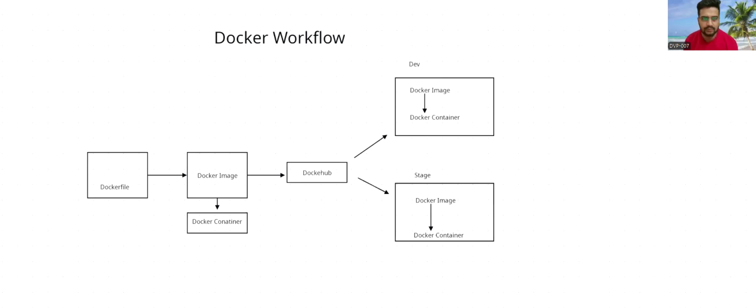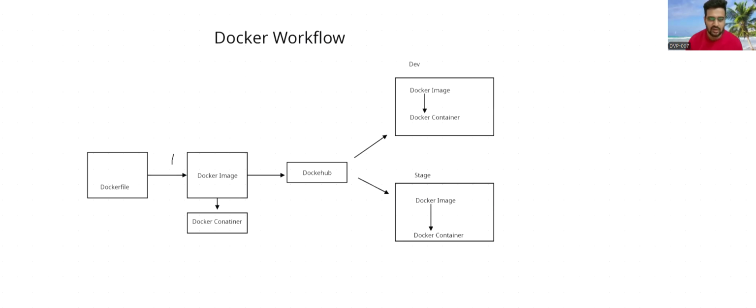Hey, welcome everyone. In today's lecture, we are going to talk about the general workflow of how Docker works. In day-to-day life, a developer writes a Dockerfile, as you can see here. A Dockerfile is basically a text file that contains all the commands and instructions required to build a Docker image. The developer will commit this Dockerfile, and then run the Docker build command to build this particular Docker image.